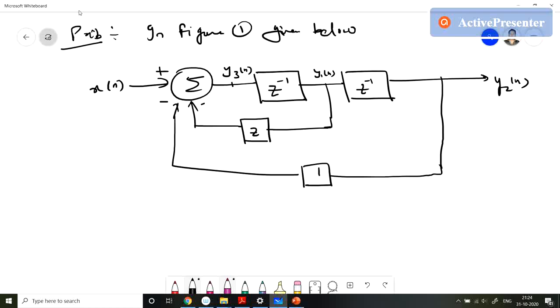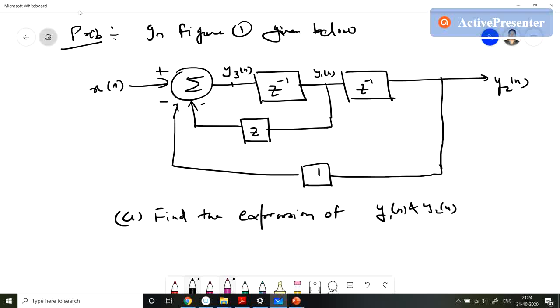So what do we need to find out? We need to find the expression of y1(n) and y2(n) in terms of x(n).